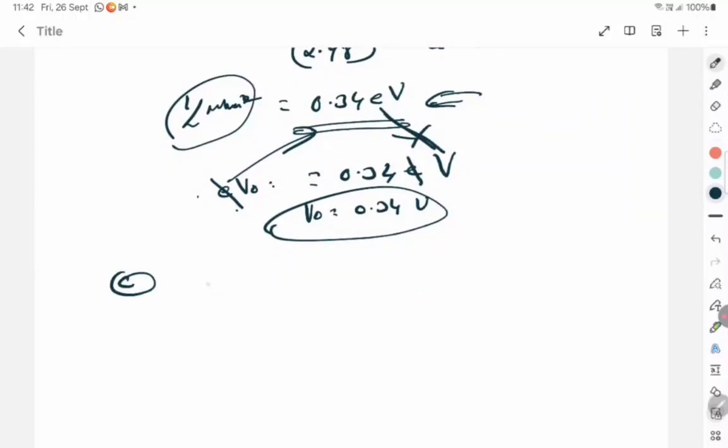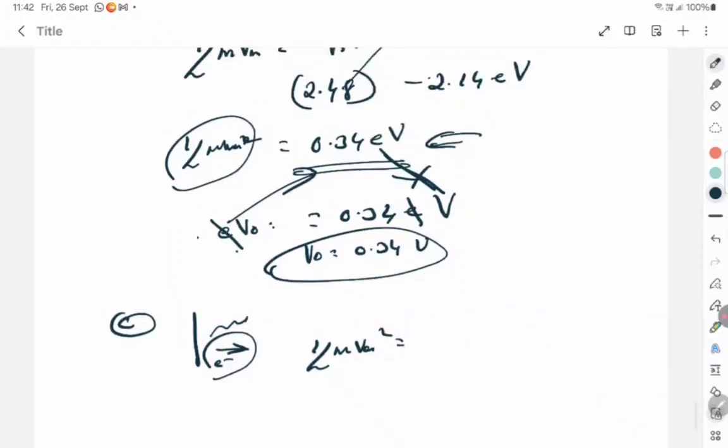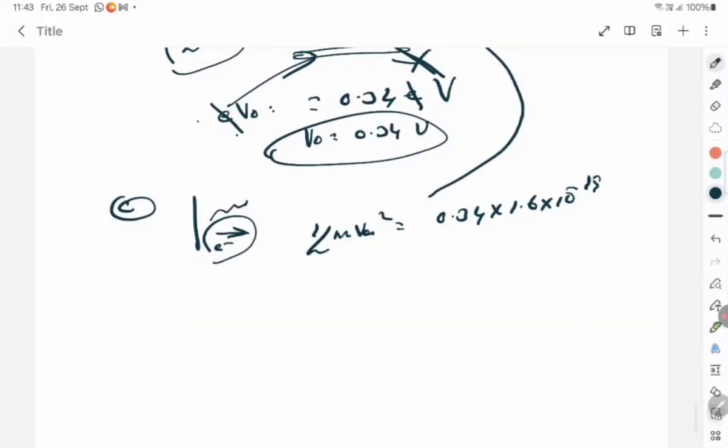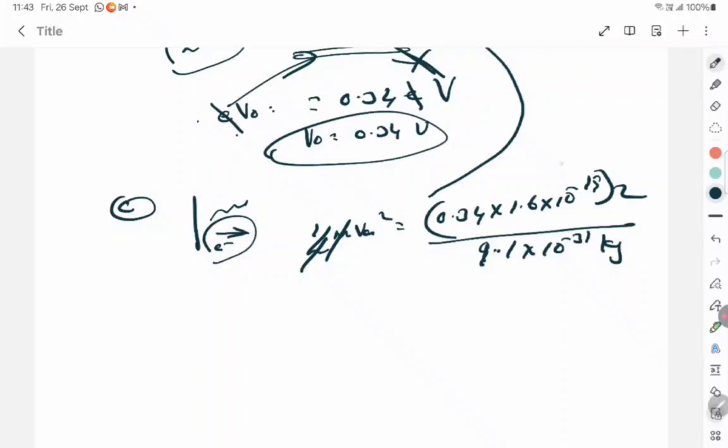What is the maximum speed of the photoelectron? Oh, they are asking about the speed of the electrons emitted. Half m v max square is equal to the energy, which is 0.34 electron volt. Let's multiply it with 1.6 into 10 to the power minus 19 and convert it into joules. If you want velocity, you multiply this with 2, and bring the m down, that's about the ejected electron, so divide by the mass of the electron. What's the mass of the electron? It's 9.1 into 10 to the power minus 31 kg. They will give all these constants in the exam paper.